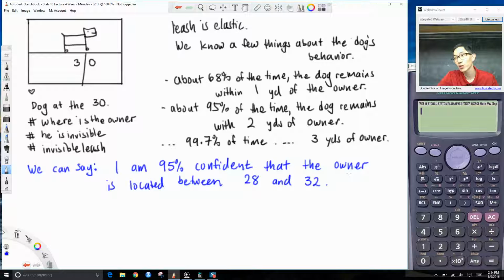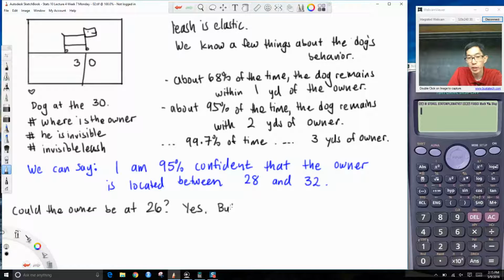but because we know about the behavior of the dog, we can be pretty confident that the owner is between 28 and 32. But could the owner be at 33 or 34? Sure. Could the owner be at 27 or 26? Yeah, that's also possible. But based on our understanding, we would be surprised if that happened, okay? Could the owner be at 26? Yes. Okay, but this would be surprising.